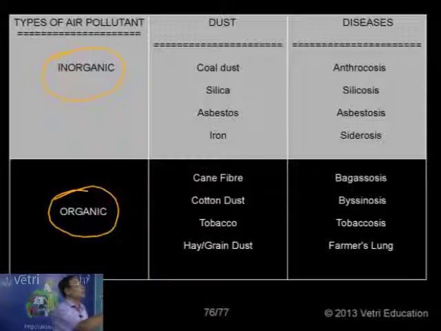People who are working in coal mines are exposed to coal dust and develop a respiratory disease. The respiratory disease developed because of coal dust, an inorganic material, is called anthracosis. Similarly, people working in the glass industry where silica is used, when exposed to silica, develop an occupational hazard called silicosis. People working in glass industries, and here people working in coal mines. Similarly, people working in the asbestos industry develop a disease called asbestosis.